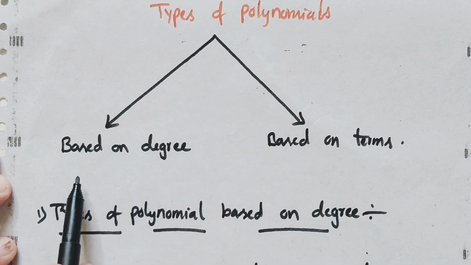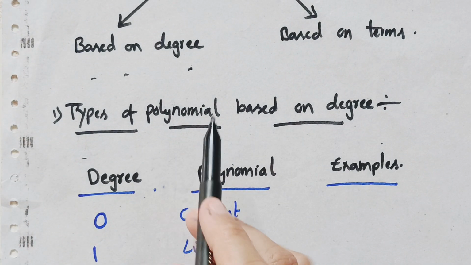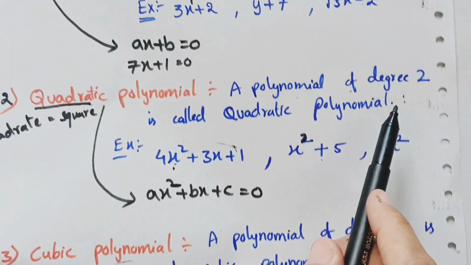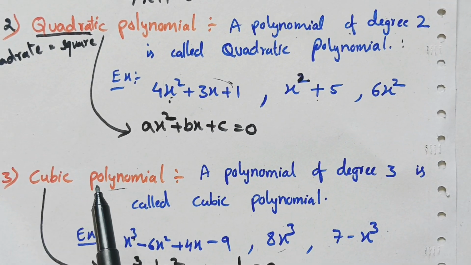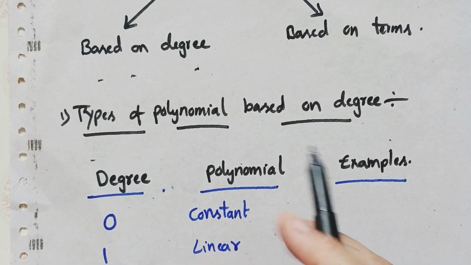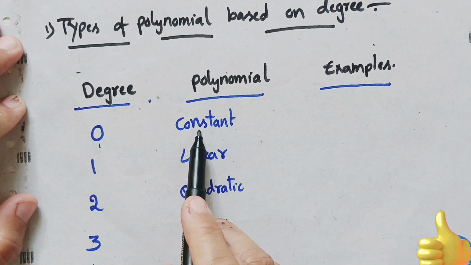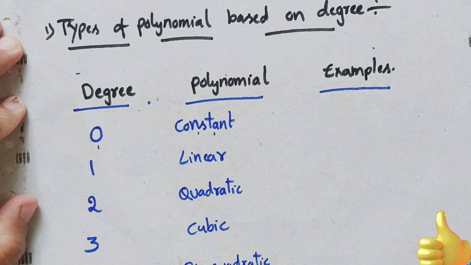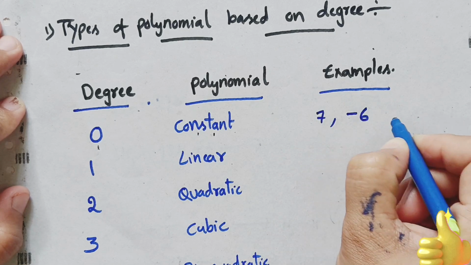Types of polynomial based on degree, we have seen just now, which is this one. If the degree is 1, we call it a linear polynomial. If the degree is 2, we call it a quadratic polynomial. If the degree is 3, we call it a cubic polynomial. If the degree is 0, we call it a constant polynomial. Let me tell you again here so that it will be revised for you. If the degree is 0, then the polynomial is a constant polynomial. Let us take any example for this. Examples like 7, -6, 10.